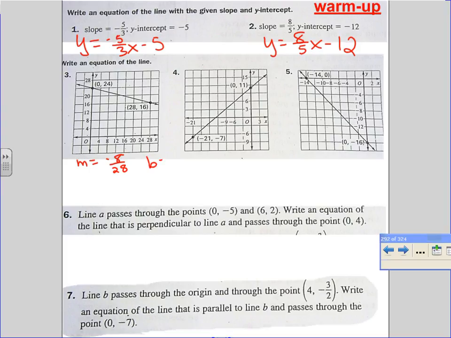Good job. One little thing, you can simplify negative 8 over 28. 4 goes into both of them. You don't have to, but if you did simplify, it should be y equals negative 2/7 x plus 24. But Josh, I would not mark that wrong. Okay, number 4, Amberly.